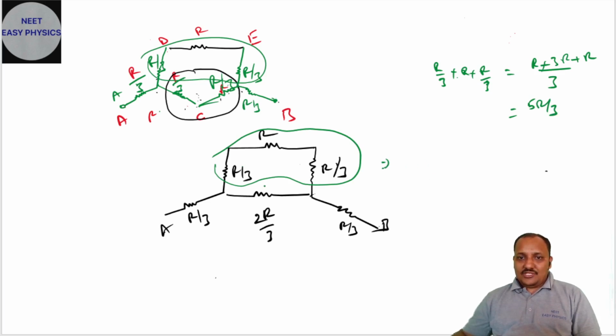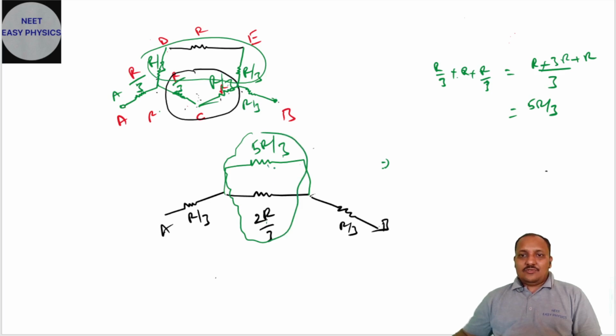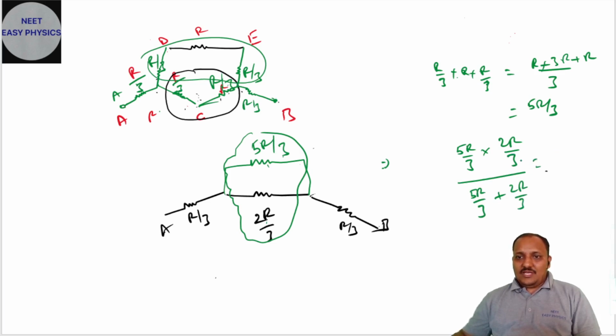Now again I am drawing the circuit just by removing this. I am drawing here only. So in place of these three, you will get how much? 5R by 3. Again 5R by 3 and 2R by 3. How are these two connected? In parallel. Parallel means R1 R2 by R1 plus R2, that is 5R by 3 into 2R by 3 over 5R by 3 plus 2R by 3.